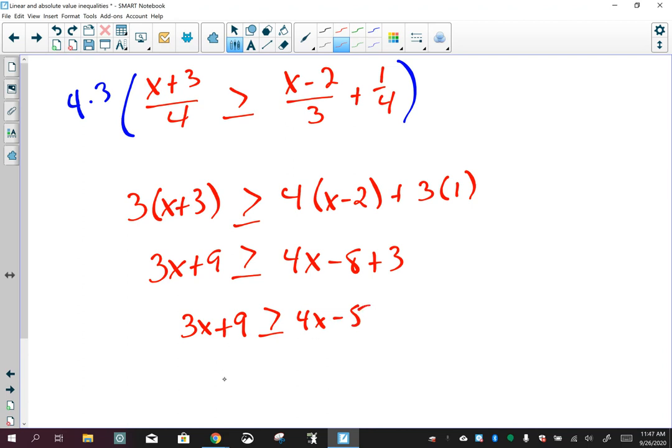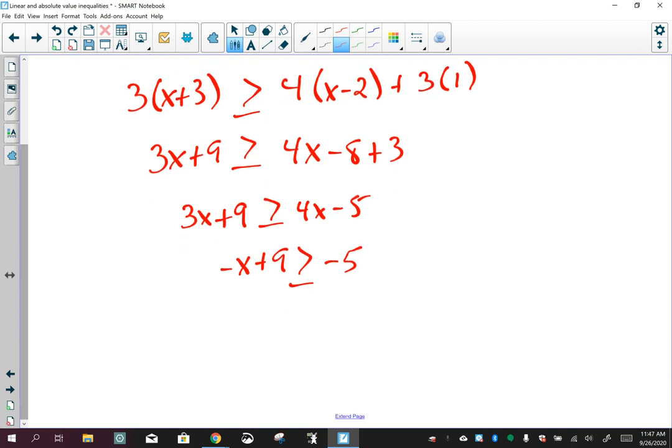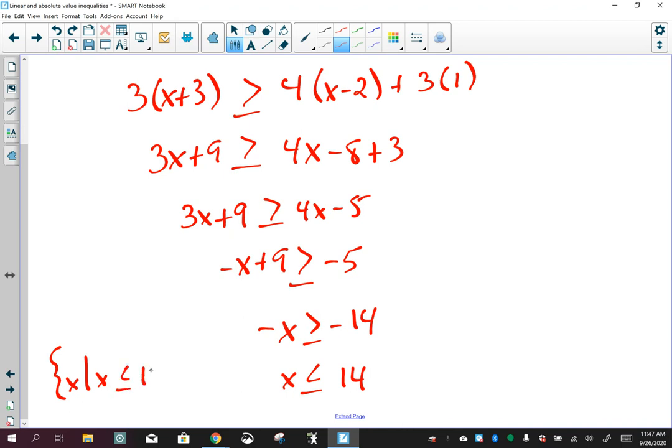I'm going to move my 4x over here, so I get negative x plus 9 is greater than or equal to negative 5. Move the 9 over. Negative x is greater than or equal to negative 14. So that means my x is less than or equal to 14. So that means in set builder notation, all my x values such that x is less than or equal to 14.